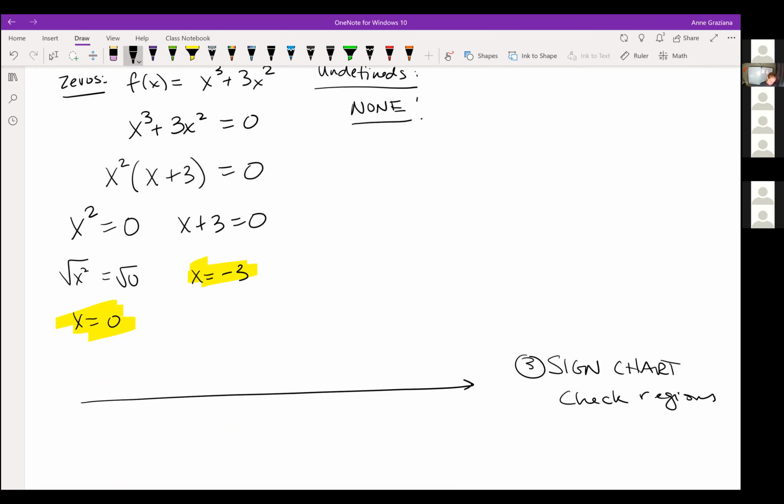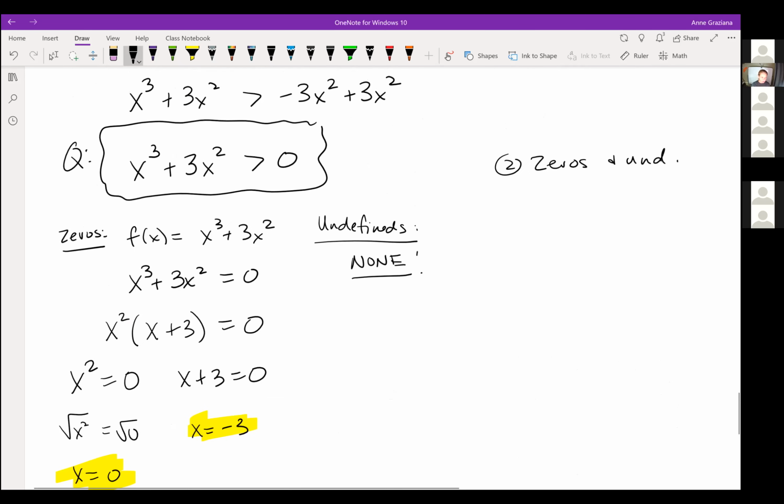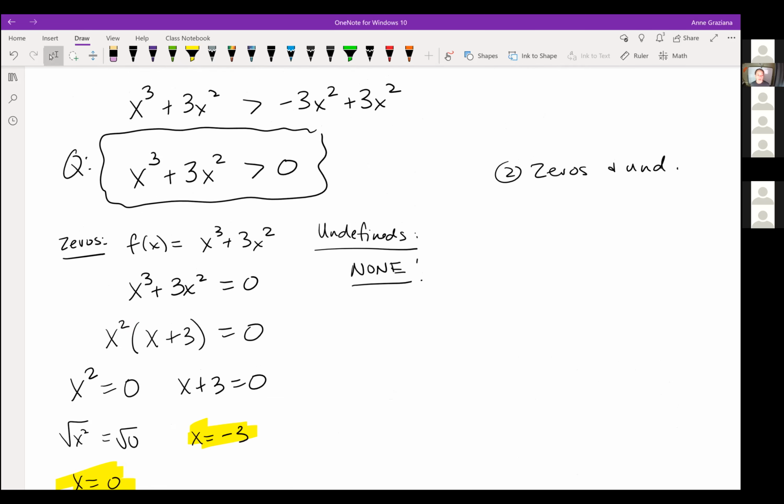So I have 0. Oops, -3 comes first. I have -3 and 0. And I'm just going to check right now, do I include these in my final answer? Let's look back at the question. What do you guys think? Are these zeros getting included? No, because there's no equal sign.